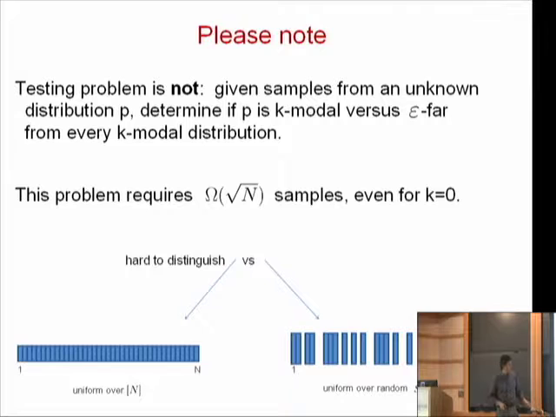Suppose I promise you the unknown distribution is either uniform over an n-element set, or else there's a randomly chosen subset S, and it's uniform over that set. Well, this distribution is monotone and one-modal. It's very simple. This distribution is far from any n over 4 modal distribution, right? But if this is a random subset S, and you just get something like square root of n draws from the distribution, you can't possibly tell whether they came from this one or this one, because in both cases you'll never see the same point twice. So this little example will come up again later, but it's not the testing problem we're dealing with.